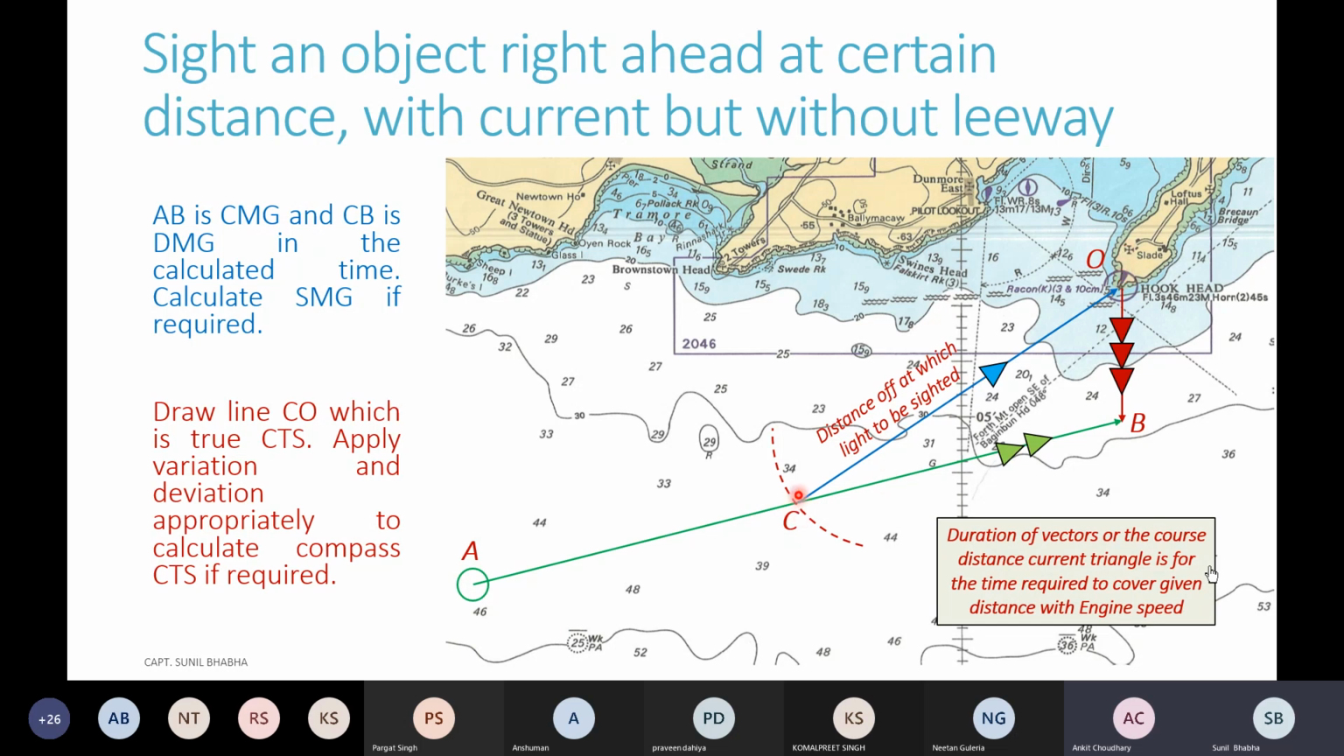Now, before you reach point Charlie, you are somewhere in between Alpha to Charlie. This Hook Head lighthouse will be on your starboard bow, at some place on your starboard bow. So at point C, it will be exactly right ahead. And when you cross point C and you are somewhere between Charlie to Bravo, you will see this Hook Head lighthouse crossing over to the port bow.